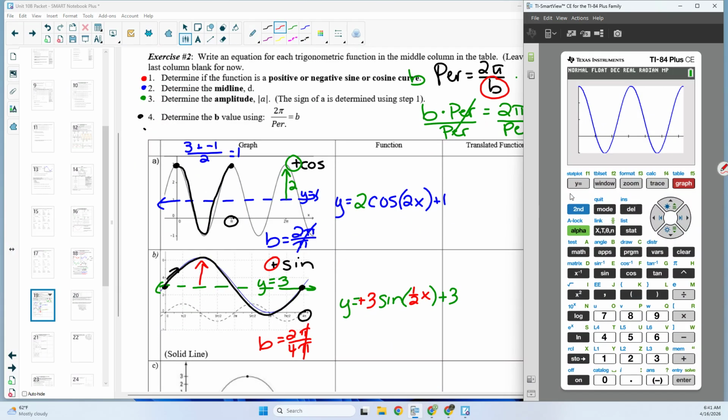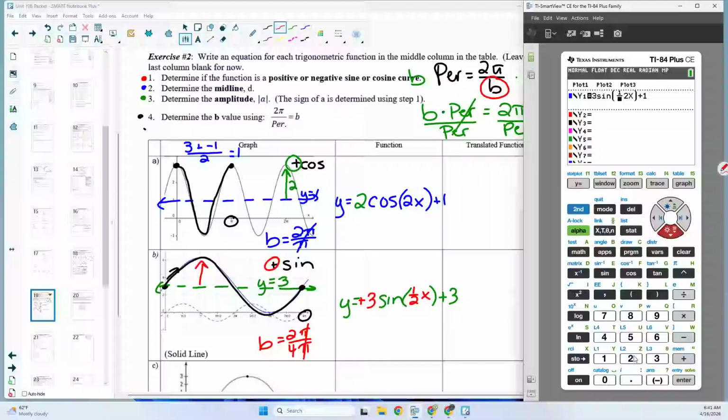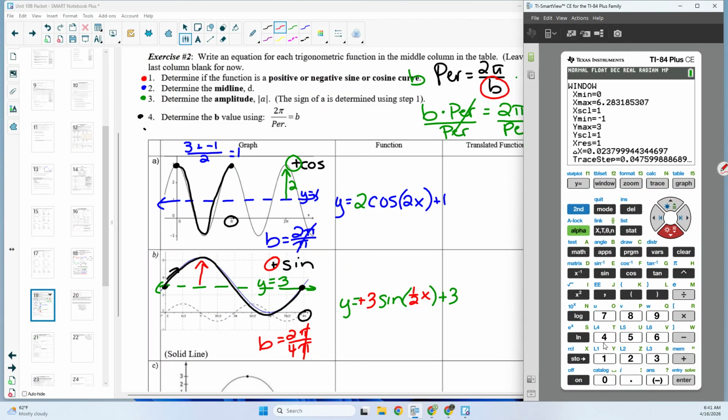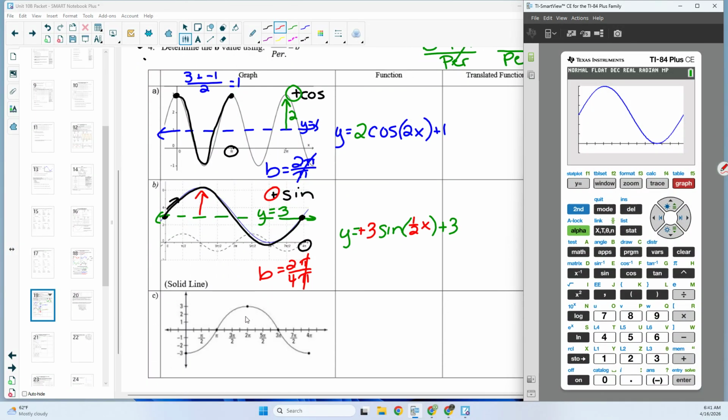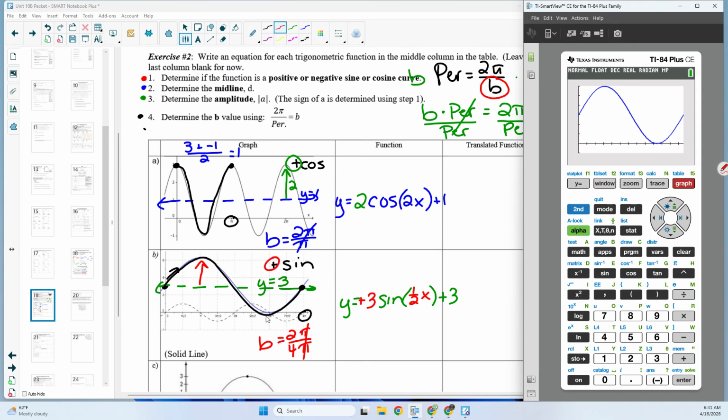Looking at the next one, we have 3 sine of 1/2 x plus 3. My window this time looks like it's -1 to 6 for y, and it goes out to 4 pi for x. So I look at my 4 pi, put that in, I go -1 to 6, and I see that sine curve. So I could do that for the remaining 2, and really it's just about setting your window.